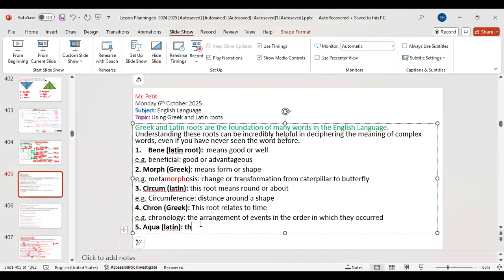So this root pertains to water. So aquaculture, very good. Aquafresh, aquarium, aquaplaning. Very good. So it just relates to water.